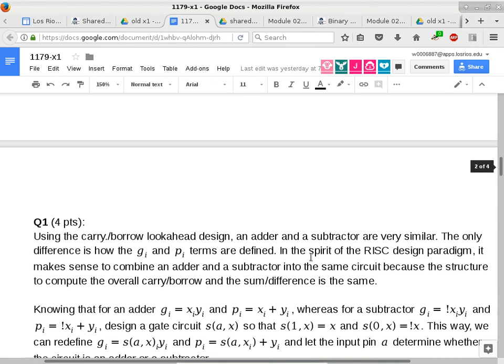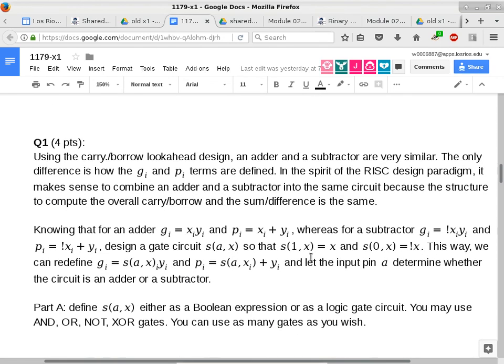All right, so question number one. Question number one is asking, how can I unify an adder and a subtractor? In other words, I know most of you have done the carry look ahead adder as a part of the lab activities. I think there were two lab activities leading to the design of the carry look ahead adder. But we also talked about in class how the subtractor is not really that much different compared to an adder.